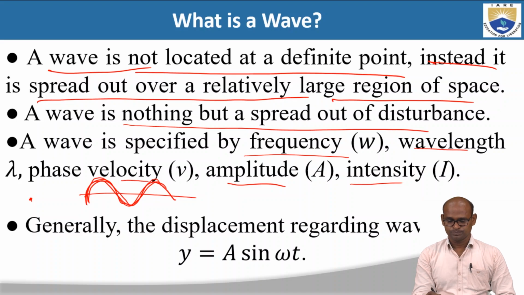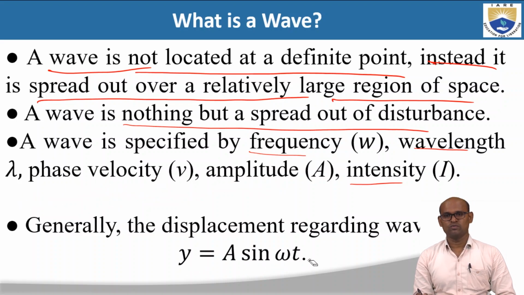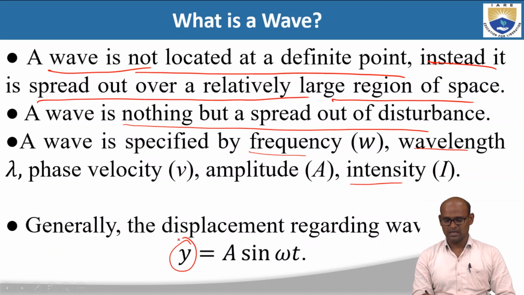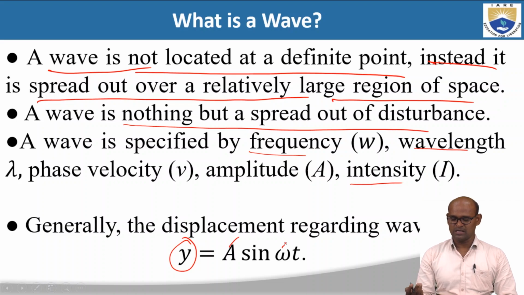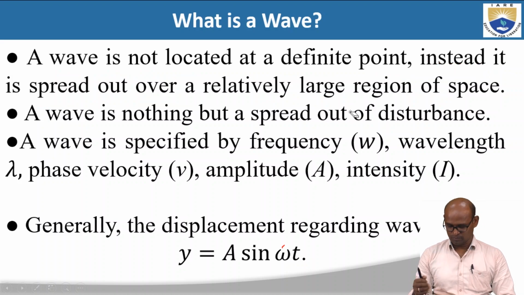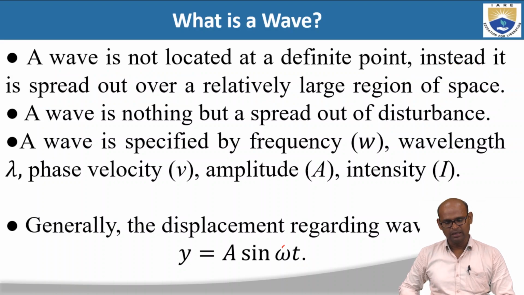For a wave, we have frequency, wavelength, velocity, amplitude and intensity, and we can describe the displacement of a wave using y is equal to a sin omega t, where y is the displacement, a is the amplitude and omega is the angular frequency. Okay, so now we know what a particle is and what a wave is, and how we can specify a particle and how we can specify a wave.